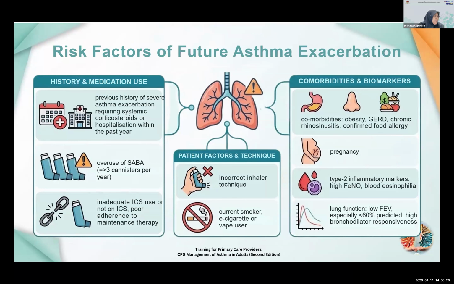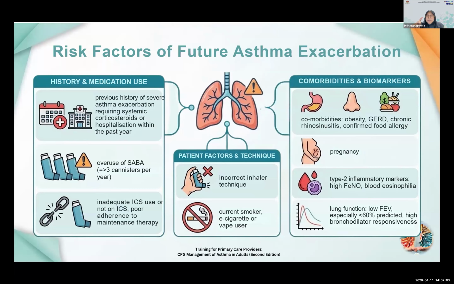So this was the risk factors for developing asthma. And this one is the risk factors for future asthma exacerbation. Number one is the history of medication use. If the patient has a previous history of severe asthma exacerbation which required systemic steroids, either oral or IV hydrocortisone, or the patient needed to be admitted within the past year, that is a risk factor for future asthma exacerbation. So you need to ask this question when you are dealing with asthma, whether they come for follow-up or want to continue medication. You have to explore this history. Number two, the overuse of SABA.